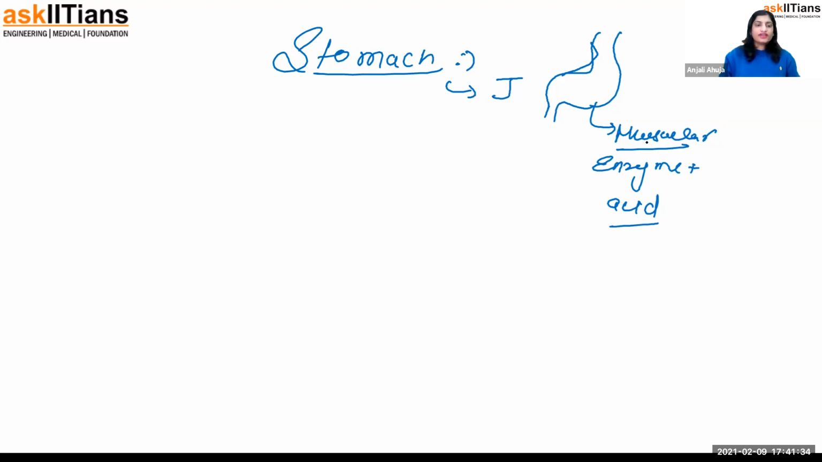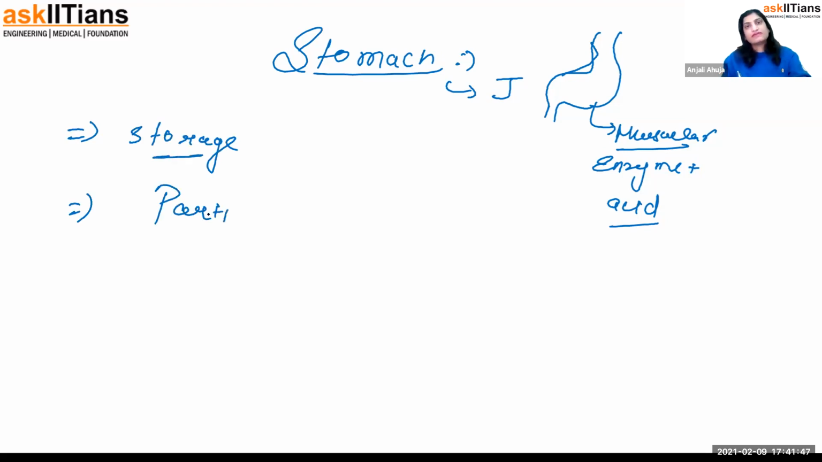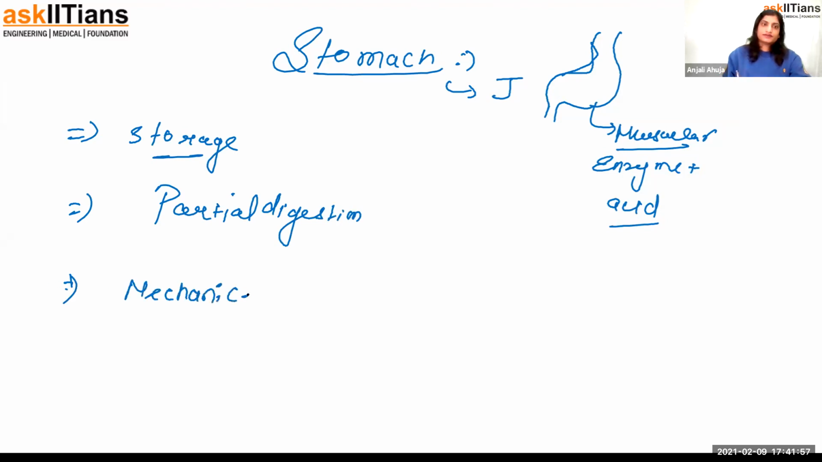In the stomach, different food particles can stay for different times. Mainly, four things happen in the stomach. One is storage of food. Second is partial digestion, because complete digestion will obviously happen in the intestine. I'll tell you why. Next is mechanical churning, which happens with the help of muscular activity. And the next one is regulation of chyme.